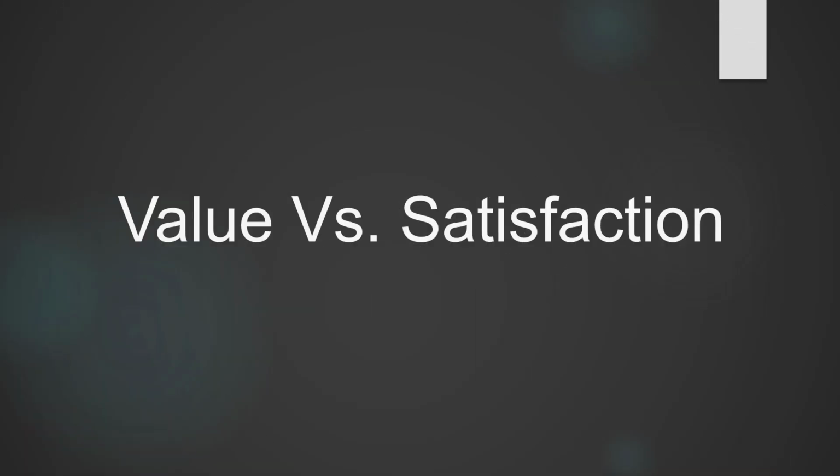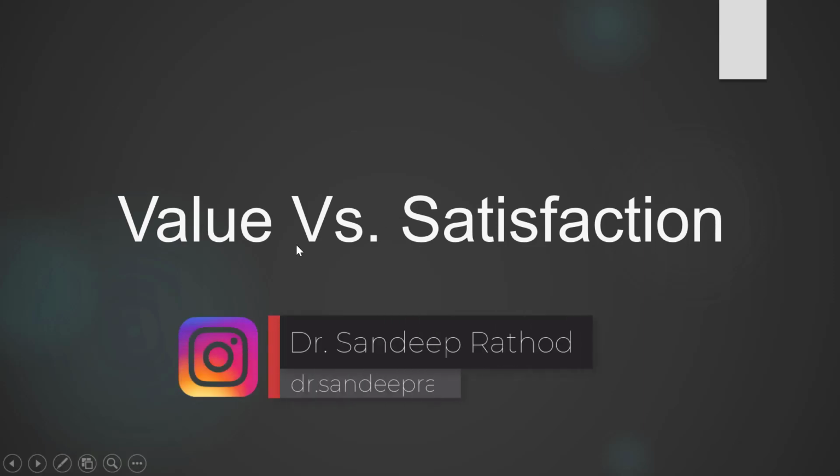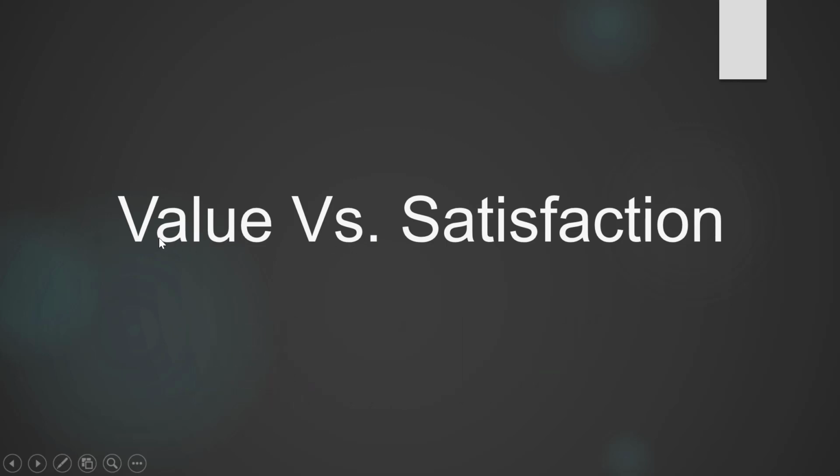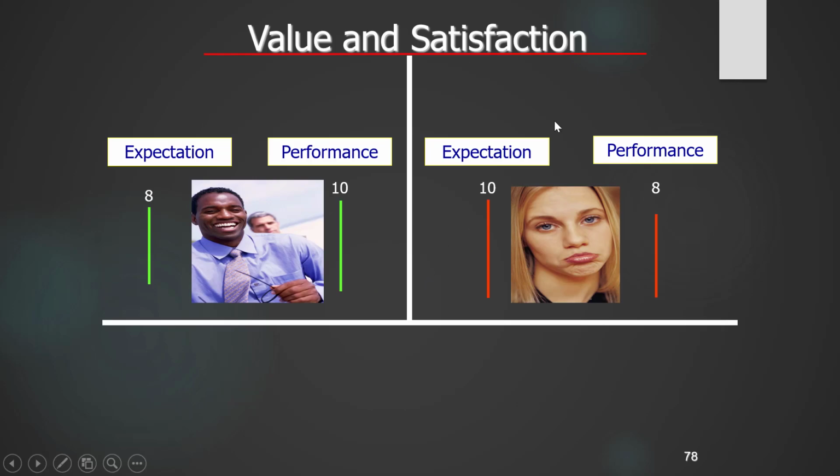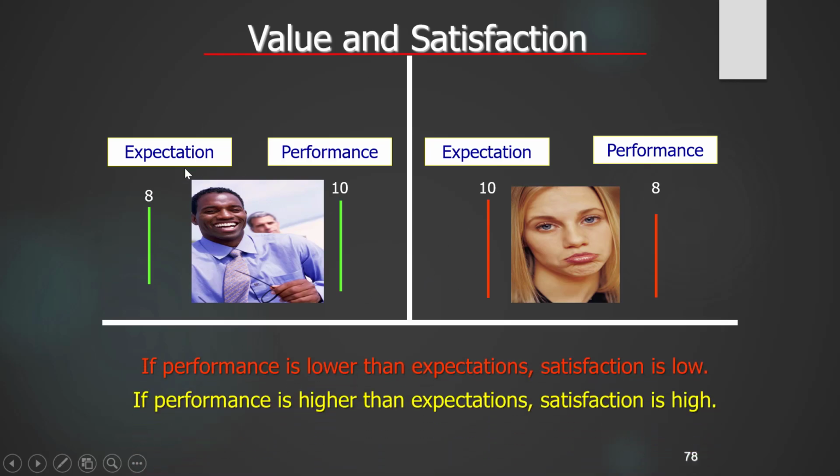So we were talking about physical evidence because it adds value in terms of offering the services and goods. Let's have a quick look at the difference between value and satisfaction. On my screen you can see two different pictures. Here, if you look at this picture, this person is very happy. He had the expectation that the goods and services he is going to buy will have a performance of 8. So expectation was 8, but the actual performance is 10. So it is beyond his expectations, leading to the satisfaction of the customer. But in the second picture, the expectation was 10, but the actual performance is 8. So the actual performance is less than the expected one. That's why it leads to dissatisfaction.